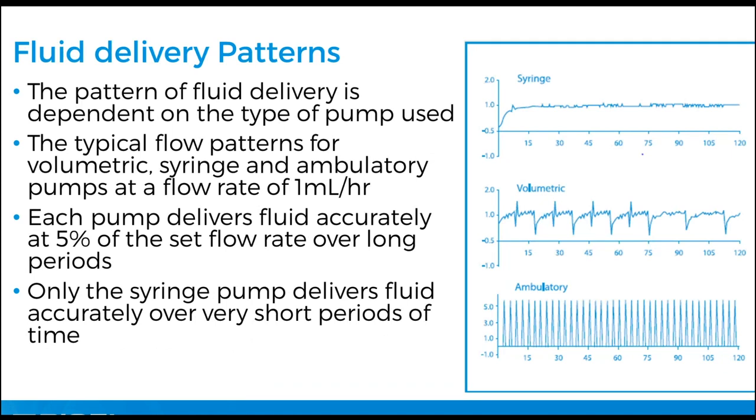Fluid delivery patterns. So we've discussed three basic infusion devices, the pattern of which has various different characteristics. The syringe is pretty much what you would expect, really constant flow with slight deviations. The volumetric, as you can see, is a bit more sporadic, and the ambulatory is a lot more dynamic. Each pump delivers fluid accurately at 5% of set rate, but different manufacturers have different specifications.